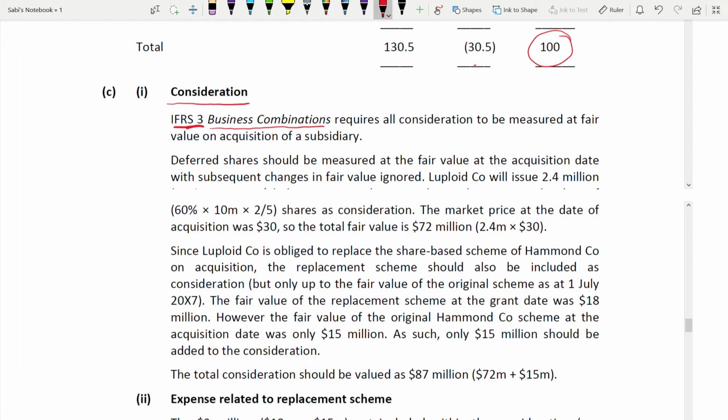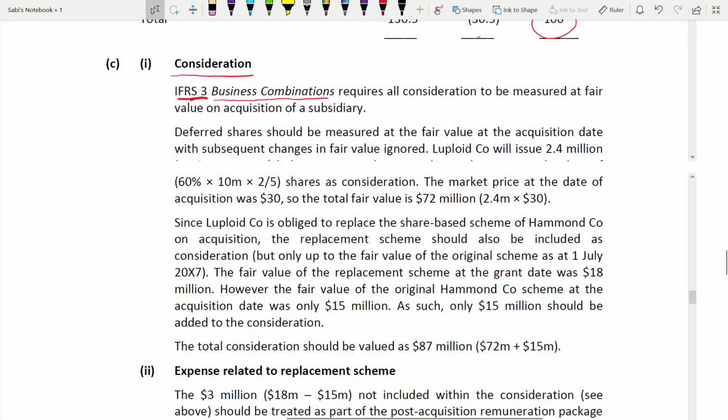Okay, let us resume back. So we have to talk about business combination because this standard talks about the consideration. It requires all consideration to be measured at fair value on the acquisition of a subsidiary. How are all considerations measured at fair value? On acquisition of a subsidiary, when you acquire a subsidiary.